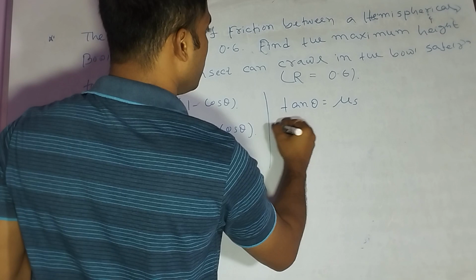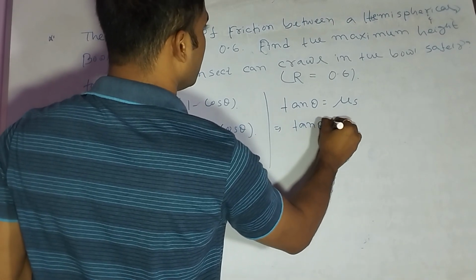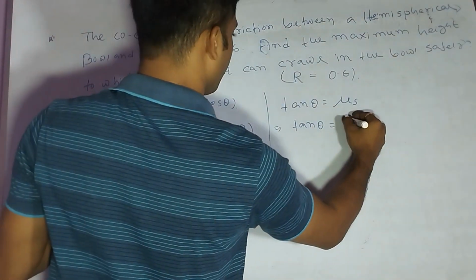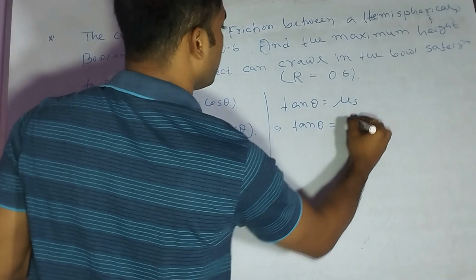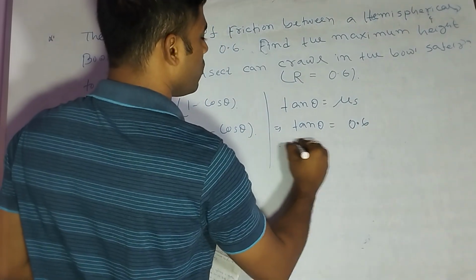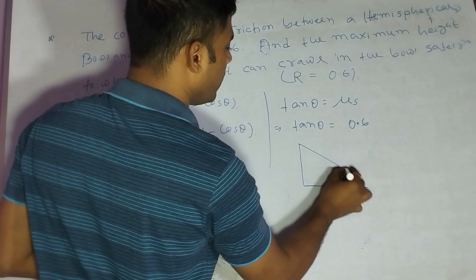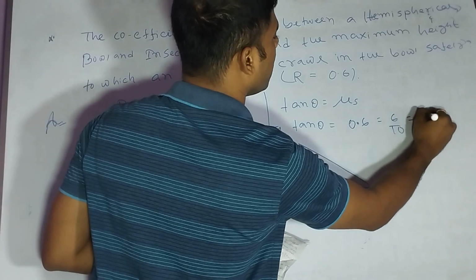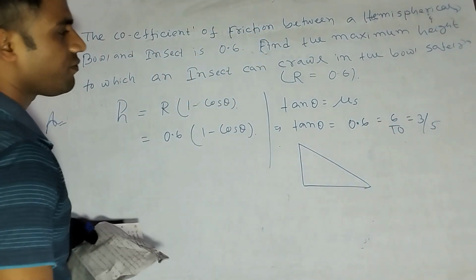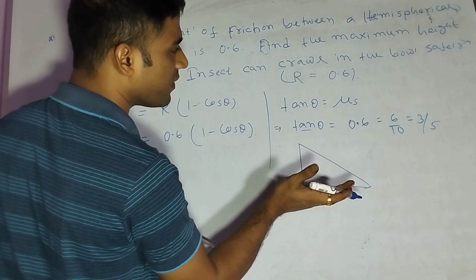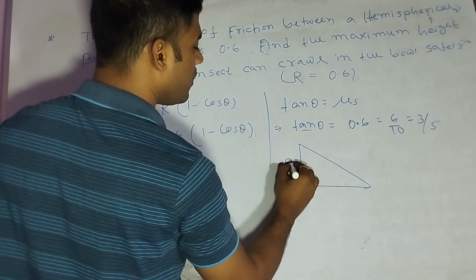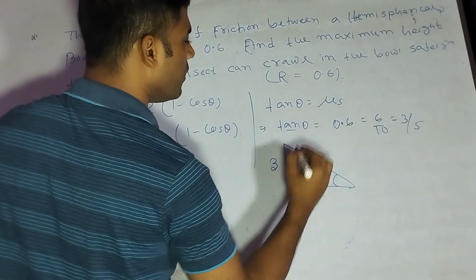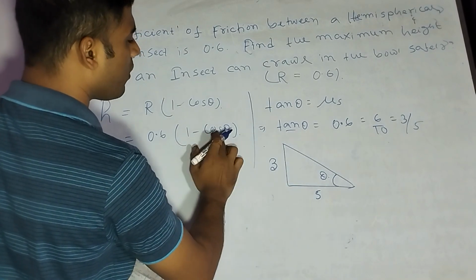Tan theta is equal to mu s. So the mu s value is 0.6. So we draw a triangle. Tan theta means perpendicular by base. So 0.6 means 6 by 10, that means 3 by 5. So this is the perpendicular length, 3, and the base length, 5. This is the angle theta. Then according to this data we can find the cos theta value.